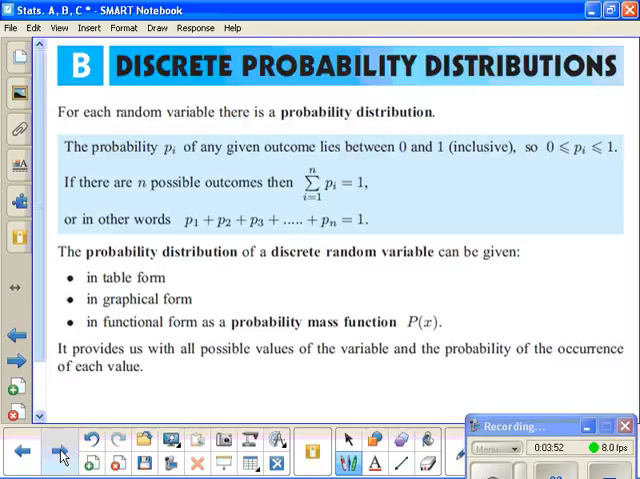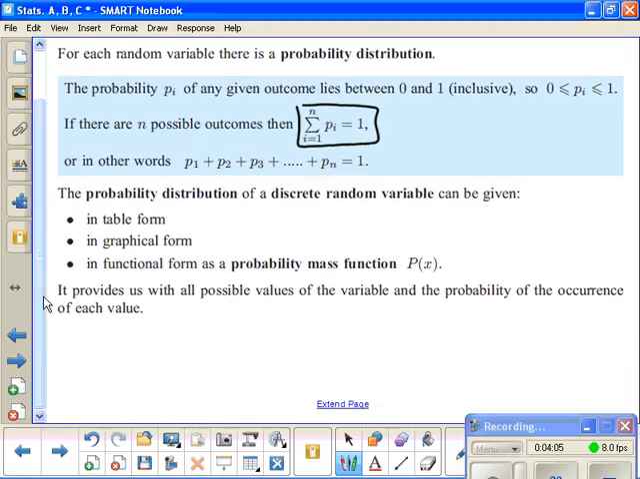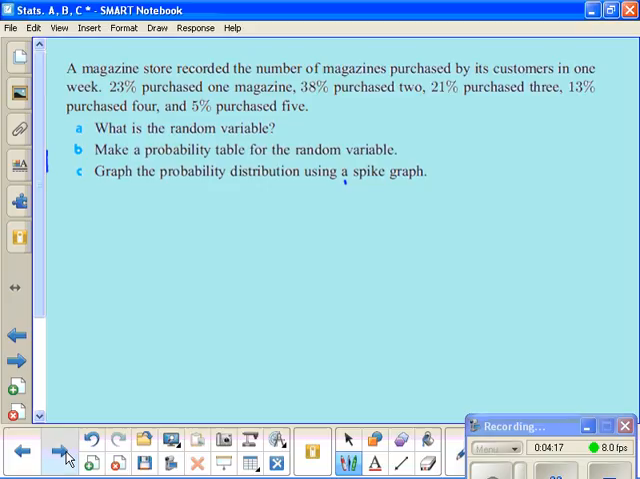All right, continuing. Discrete probability distributions. Remember, probability always has to add up to be 1. So that's what this is saying. The sum of the probabilities from 1 to n is equal to 1. In other words, they all add up to be 1. Probability distributions can be done in 3 forms: table form, graphical form, and also in function form, which we already showed with a probability mass function, P of x. So we'll talk about that as well.